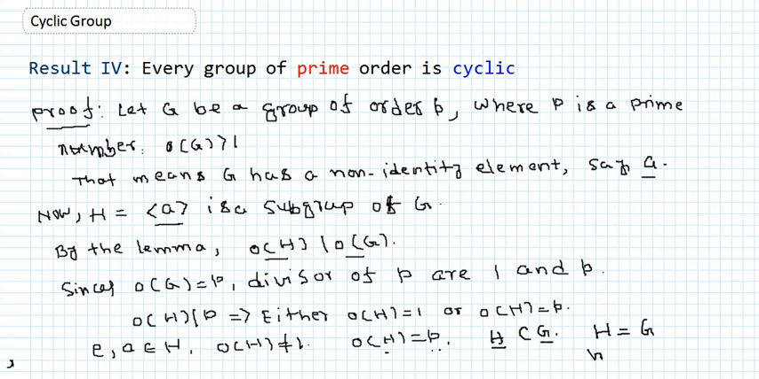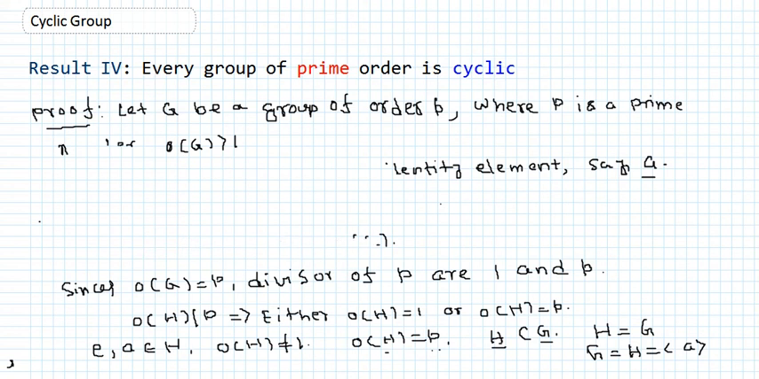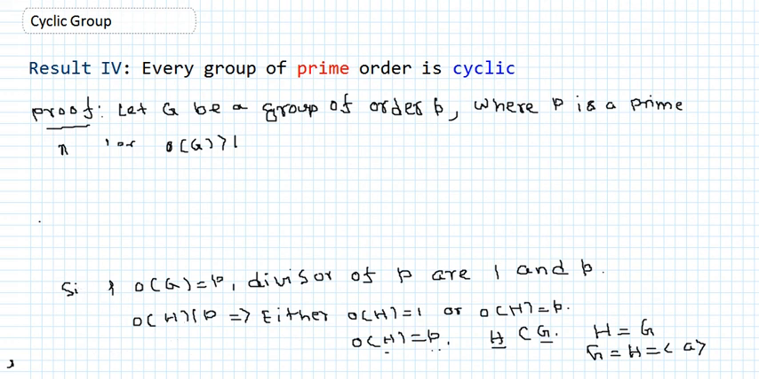So thus G equals H, which means G is generated by the element A. So you can see that this is a cyclic subgroup, so G is a cyclic subgroup. Let me erase this part. So G is a cyclic subgroup generated by the element A. Let me write that down: the group G is equal to H, which is generated by the element A.